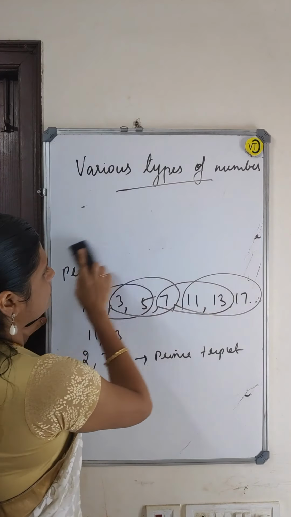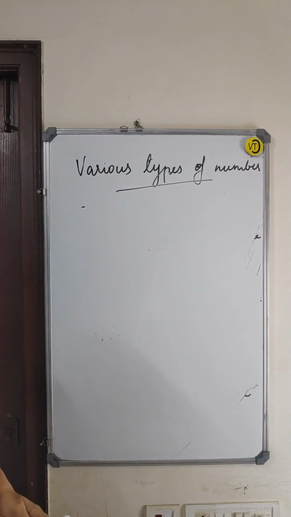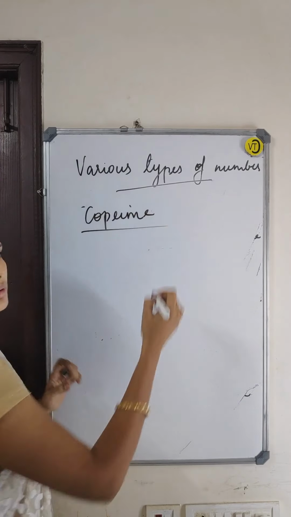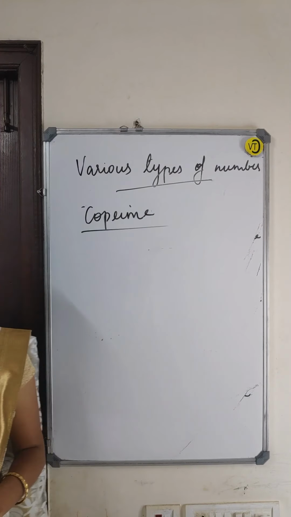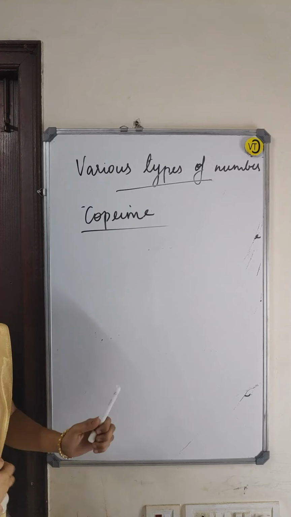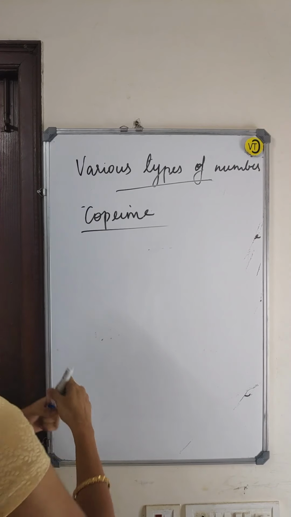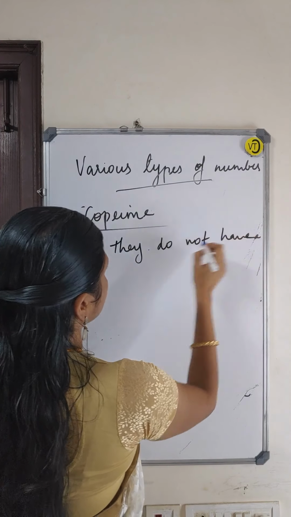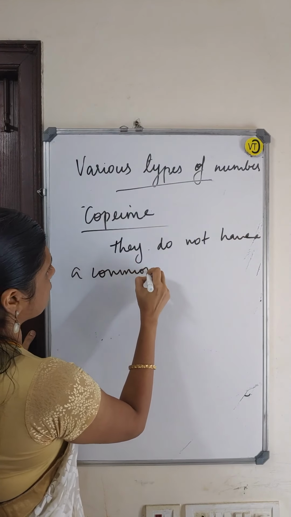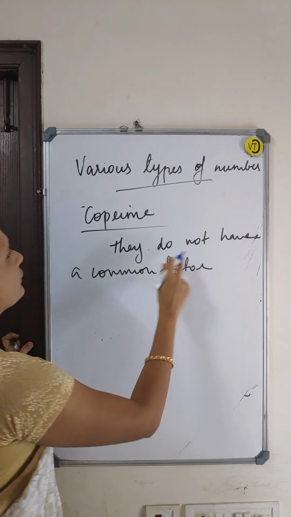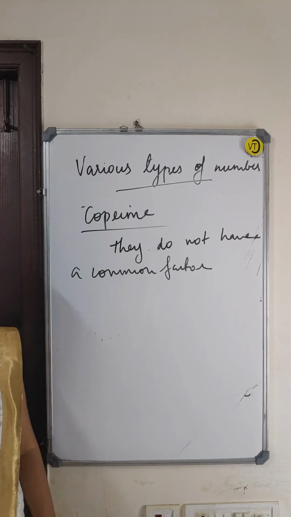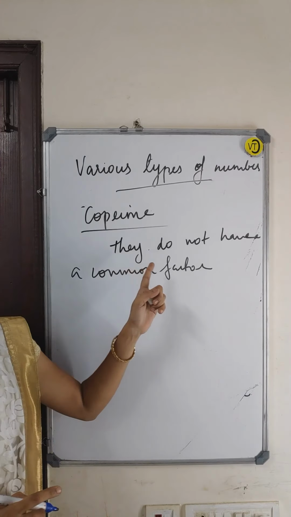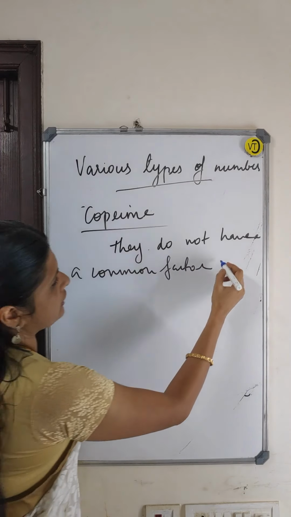The next thing is co-prime. Co-prime means they do not have a common factor. See, example you see. Other than 1. It is very important, guys. Other than 1.